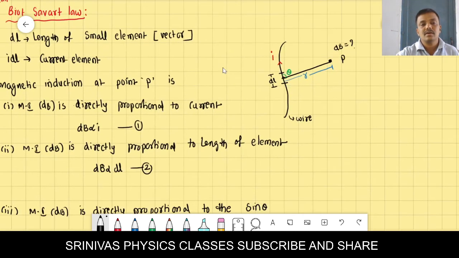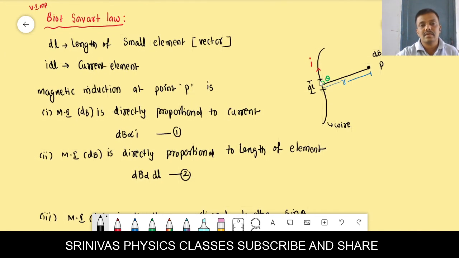You see here, this is the Biot-Savart law. This is a current carrying wire. On that current carrying wire, we took a small element, and the length of that small element is dl. Due to that, the magnetic induction is dB, that we found. But I want the magnetic induction due to the total current carrying wire.